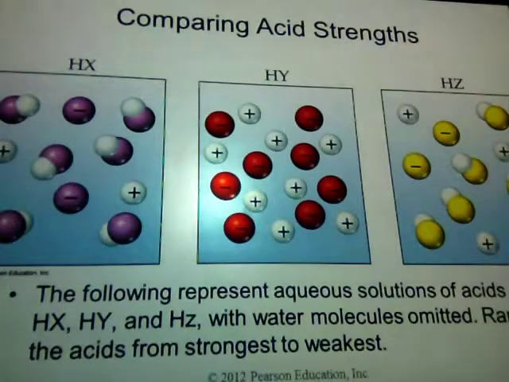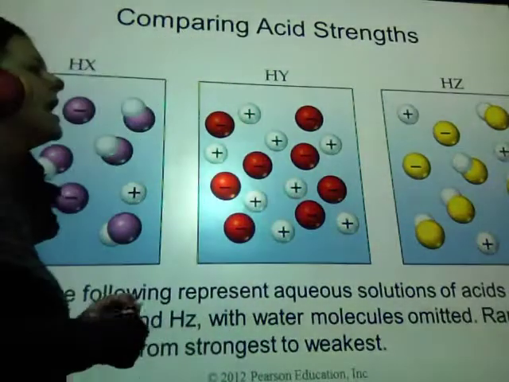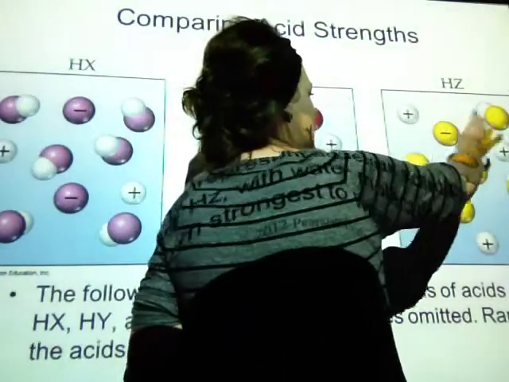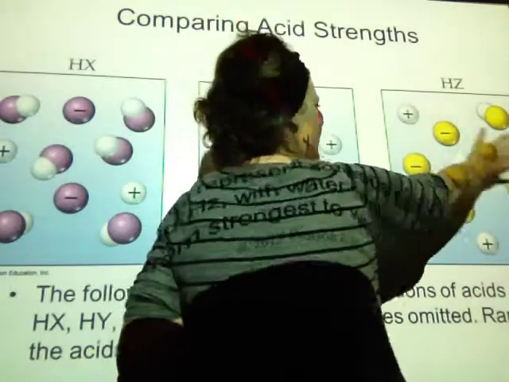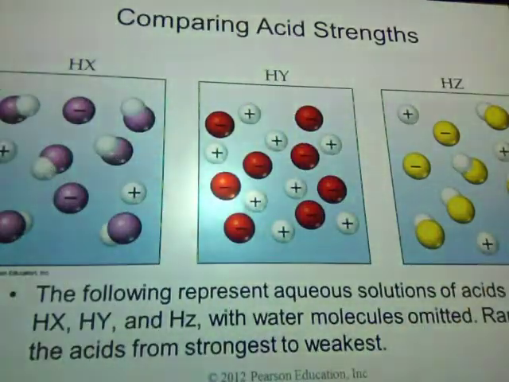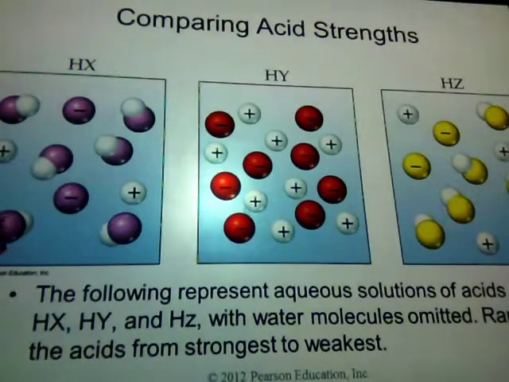But then what would come next? HY was my strongest. If you said HZ, you would be correct. So HY is the strongest, HZ would come next, because I have three cations and three anions here in terms of ions, but in HX, I only have two cations and two anions. So HZ has a few more ions present, and because it ionized more, I consider HZ to be stronger than HX. So HX in this specific case is going to be my weakest acid, because it didn't ionize as much as HY or HZ did.